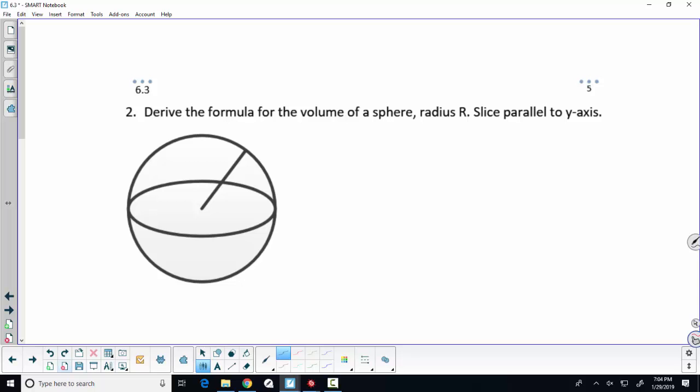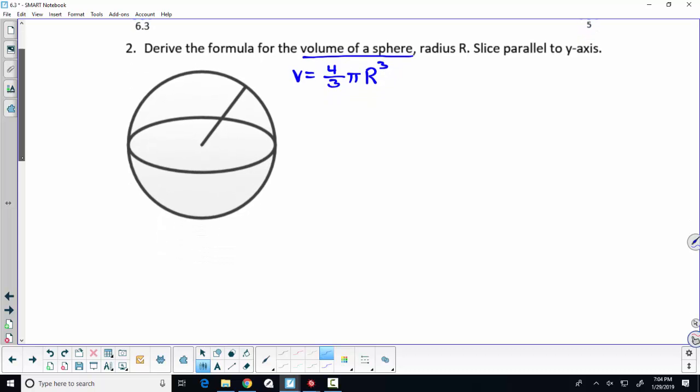So we can use the general slicing method to derive the volume for a sphere of radius capital R. We're going to slice parallel to the y-axis. Does anybody happen to remember the volume of a sphere? So again, we don't want to think about the three-dimensional object. We want to think about the two-dimensional object. Again, this one.